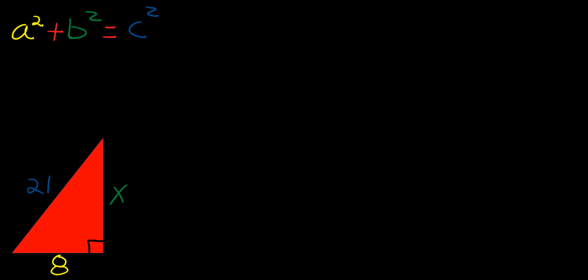a squared is going to be equal to 8 squared, and we're going to add this to our b squared, which we said is equivalent to x. So we're just going to leave it as x squared. And we're going to say that's going to be equal to our c squared, which is 21. I'm going to call this 21 squared.